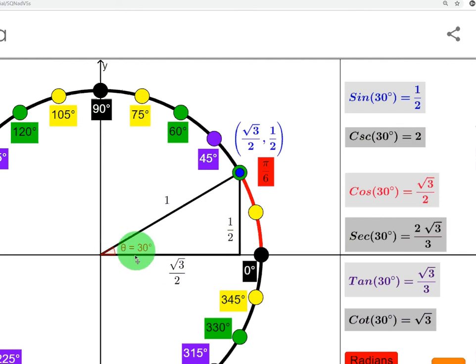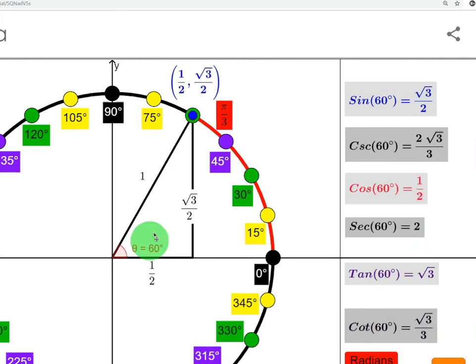We can look at it a different way. What if we started with cosine of 30? Well, cosine of 30 is square root of 3 over 2 because it's the adjacent over the hypotenuse. Now, if we look at the sine of 60, we will see that the opposite side is now square root of 3 over 2, and the hypotenuse is 1, meaning sine of 60 and cosine of 30 are both equal to square root of 3 over 2.